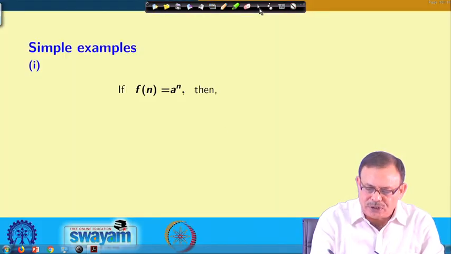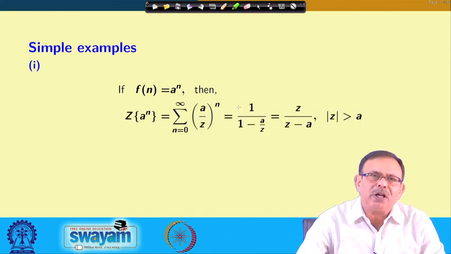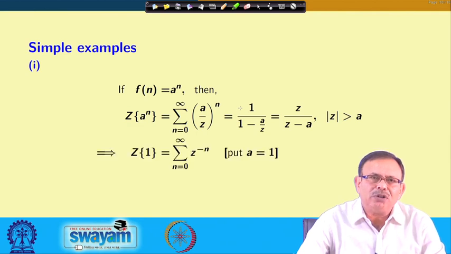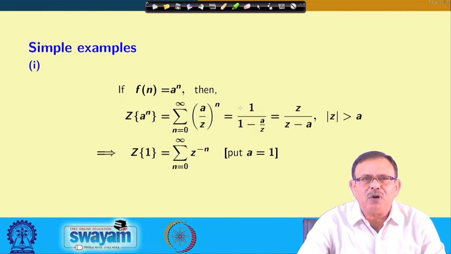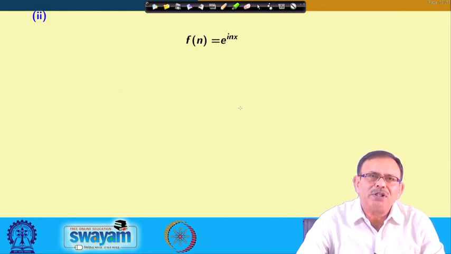So, just let us see it quickly. Z transform of a to the power n, from the definition I can write summation n equals 0 to infinity a by z whole to the power n, which equals z by z minus a, modulus of z greater than a. So, the Z transform of 1 I can find by putting a equals 1, and this is nothing but z by z minus 1. Now, let us see this one.